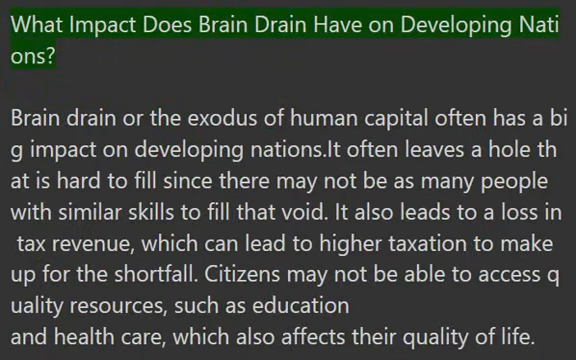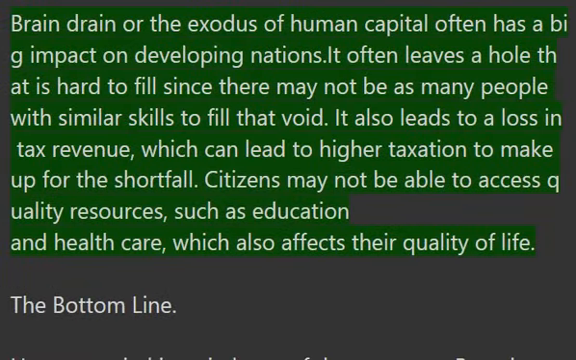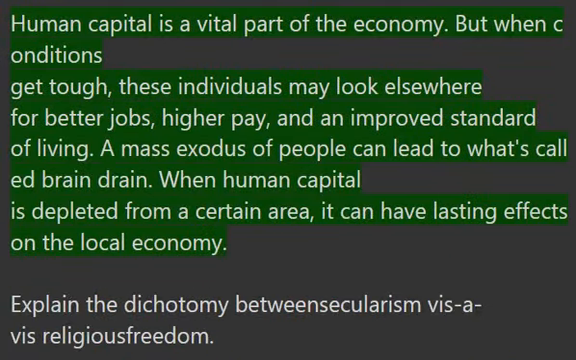What impact does brain drain have on developing nations? Brain drain, or the exodus of human capital, often has a big impact on developing nations. It often leaves a hole that is hard to fill, since there may not be as many people with similar skills to fill that void. It also leads to a loss in tax revenue, which can lead to higher taxation to make up for the shortfall. Citizens may not be able to access quality resources, such as education and healthcare, which also affects their quality of life.